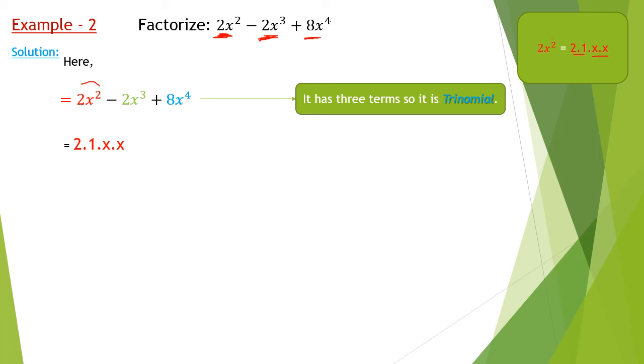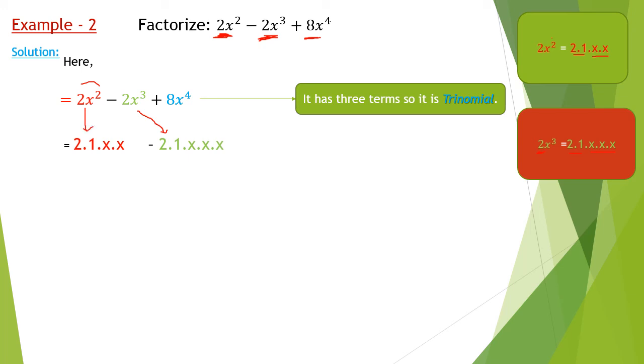Now our focus will be on this green 2x cube. As we have said, 2 is a prime number, so 2 can be written as 2 dot 1, and x, the power of x is 3, so x is repeated thrice. Now instead of 2x cube, we are going to write 2 dot 1 dot x dot x dot x. Now this is a factor of this part.